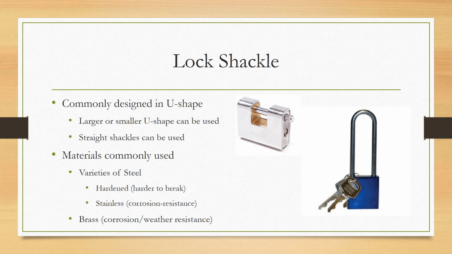The lock shackle itself is commonly designed in a U-shape to allow ease of locking for a broad range of items. These U-shapes can come in either larger or smaller U-shapes as seen on the padlock on the right. Similarly, the padlock can also come in straight shackles instead of the traditional U-shape.